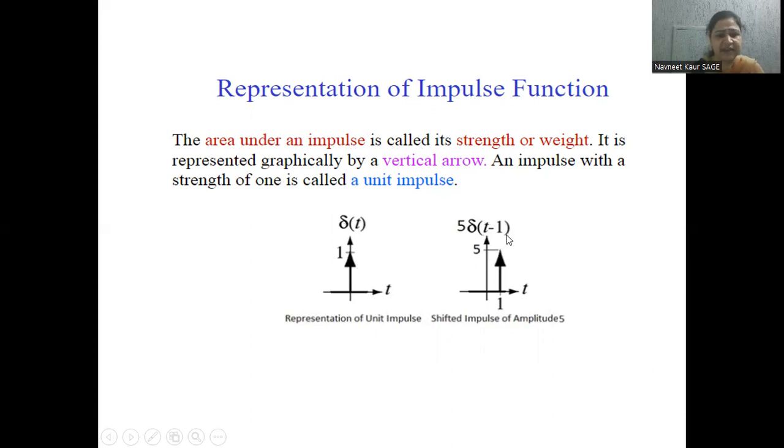Similarly, here we have 5 delta(t minus 1). That means this delta function or unit impulse function is shifted towards the right by 1 unit, and it has a strength of 5. So the amplitude shown here is 5.